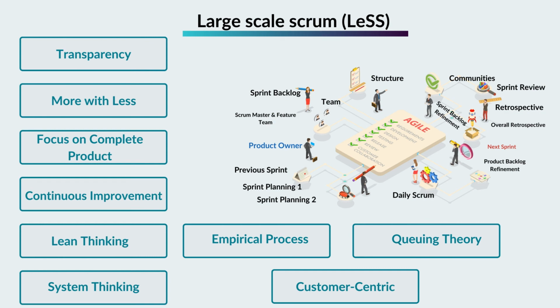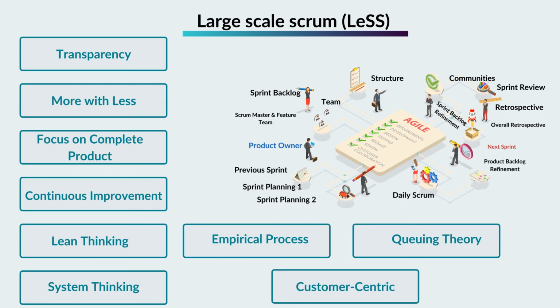Focus on complete product. The primary goal in LESS is to deliver a complete product that provides value to customers as compared to traditional project-based thinking and encourages feature-based thinking. Continuous improvement. LESS promotes a culture of continuous improvement, where teams regularly inspect and adapt their processes, products, and practices to achieve better results.